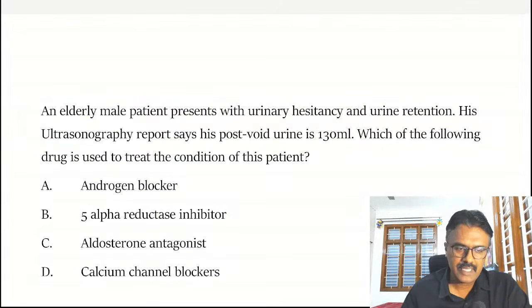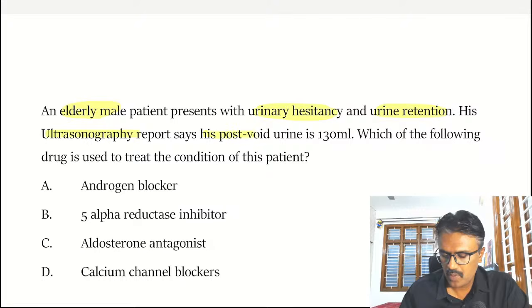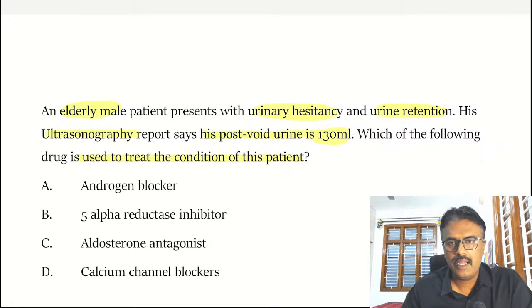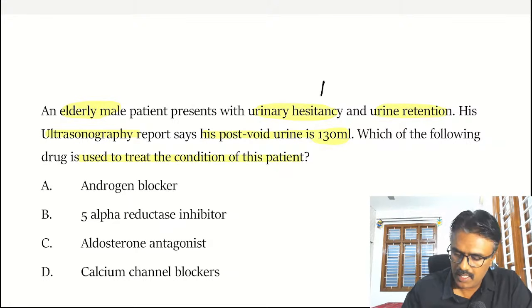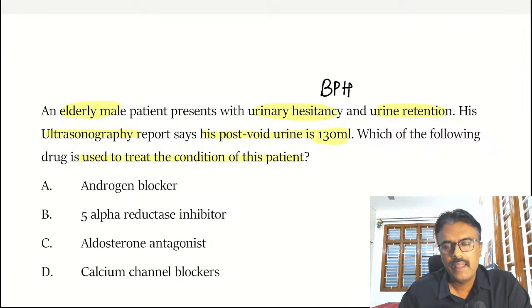Let's take the second question. An elderly male presents with history of urine hesitancy and urine retention. Ultrasound reports post-void urine is 130 ml. Which of the following drugs is used to treat the condition? Now tell me, in an elderly person having urinary problem and high post-void urine, the diagnosis is benign prostatic hyperplasia. Nowadays in the FMGE exam, they are not asking directly what is the drug of choice for BPH.